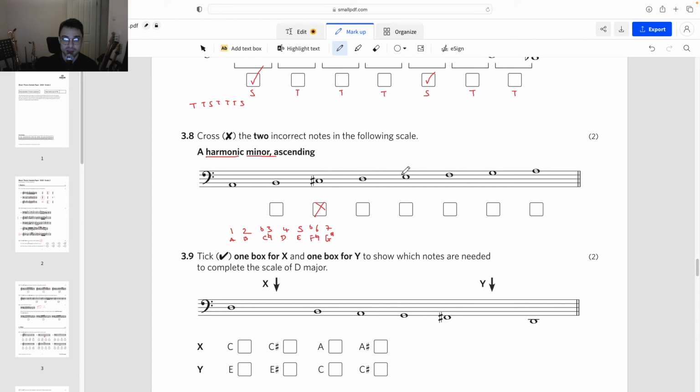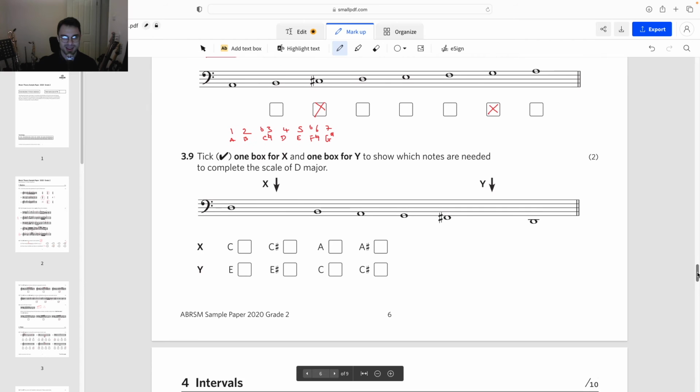D, E, F, looking good, yeah. D, E, F, F natural. G, that should be a G sharp, so that's our wrong note. And then A to finish off the scale. So the 3rd was incorrect, and the 7th was incorrect.